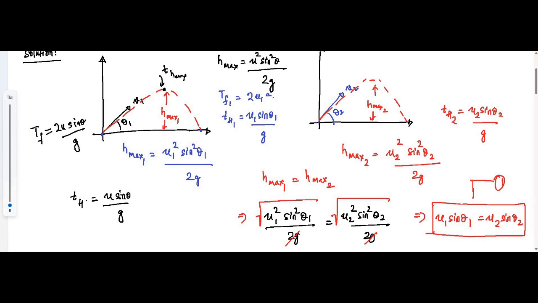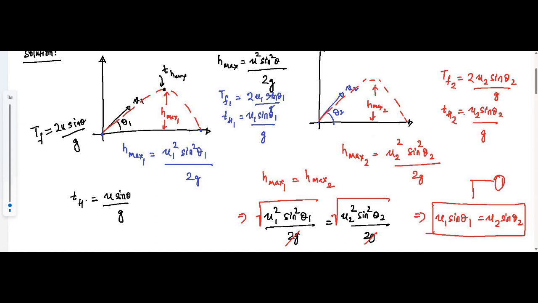2u1 sine theta 1 by g, and the time of flight for the second projectile is equal to 2u2 sine theta 2 by g. Now here is the important thing. Here we have proved that u1 sine theta 1 and u2 sine theta 2, that is the vertical components of the initial projection velocity for both the projectiles, are the same.